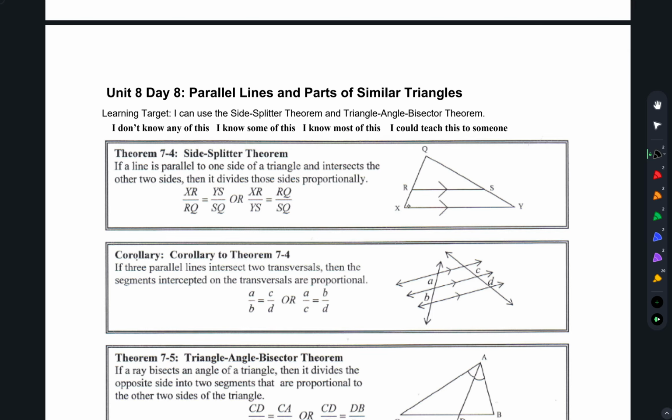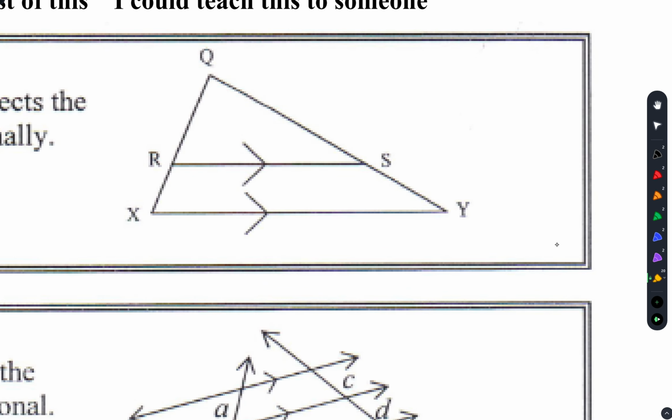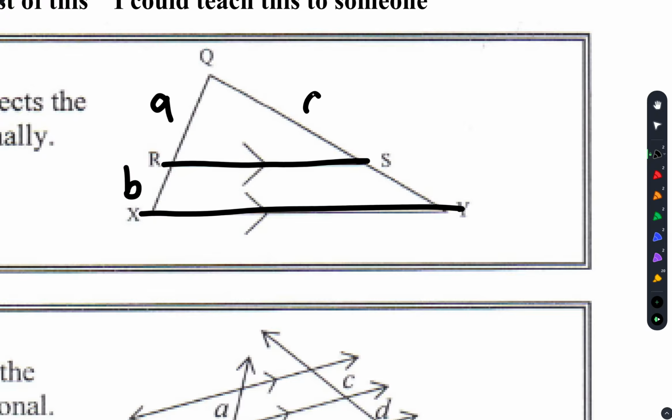The first theorem that we are going to learn is called the side splitter theorem. I do expect that you know the name of this theorem, side splitter, and it basically says, if I have a line in my triangle that is parallel to one of my bases, then it is splitting the sides into proportional pieces. So let's call these pieces, I'm going to call them A, B, C, and D.